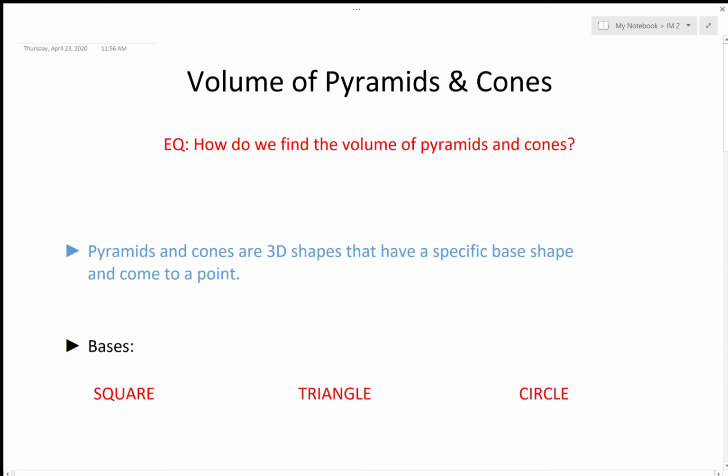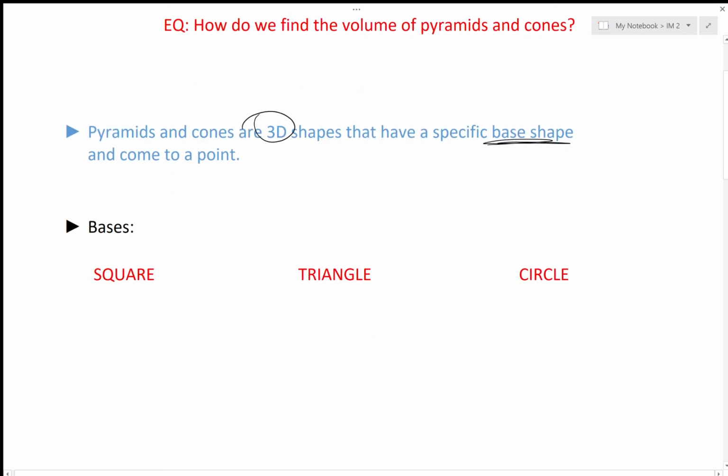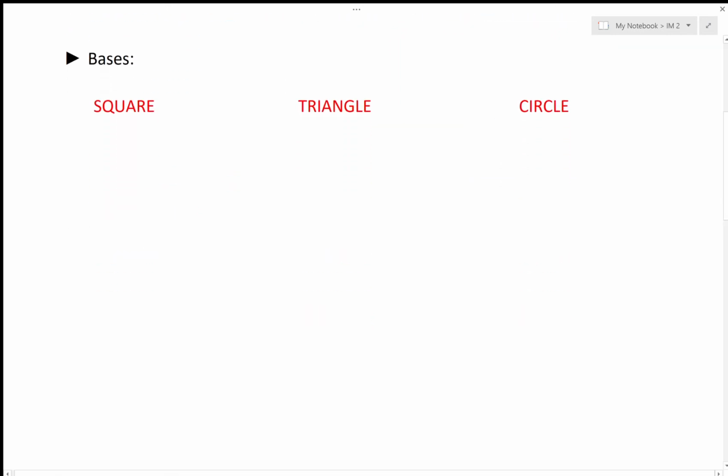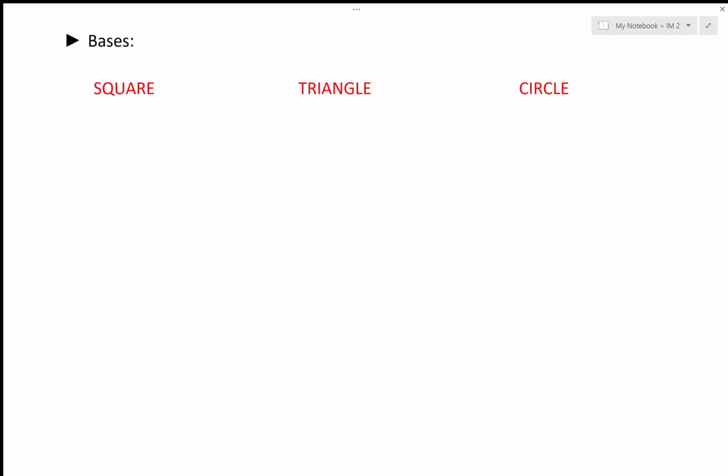Today is our last section of volume, and we're going to be looking at our three final three-dimensional shapes. We're talking about pyramids and cones today. Pyramids and cones are 3D shapes that have a specific base shape and come up to a point. The three bases we're going to be talking about are the square, the triangle, and the circle.